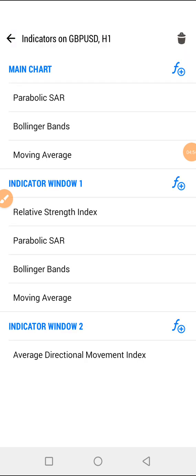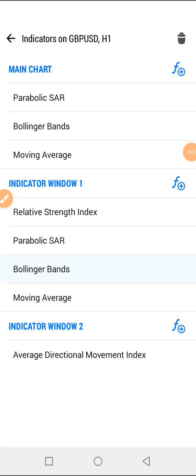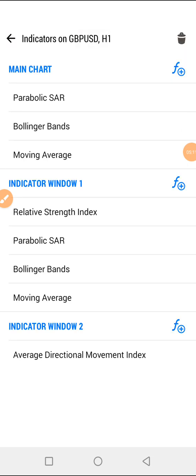Now in your window 1, you add the parabolic SAR with the same settings as the one in your main chart. Can you see now? But a different color this time around. You can use any color of your choice. Then the Bollinger Band, with the same settings as the one in your main chart. Then lastly, you add moving average.